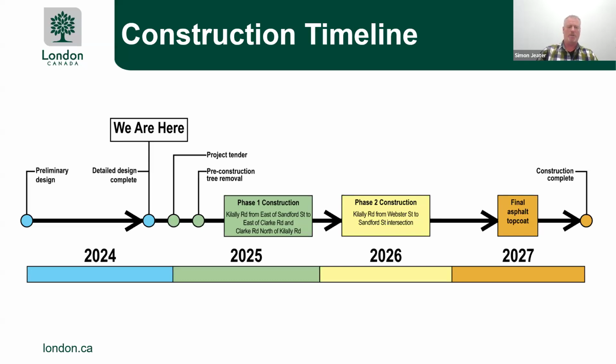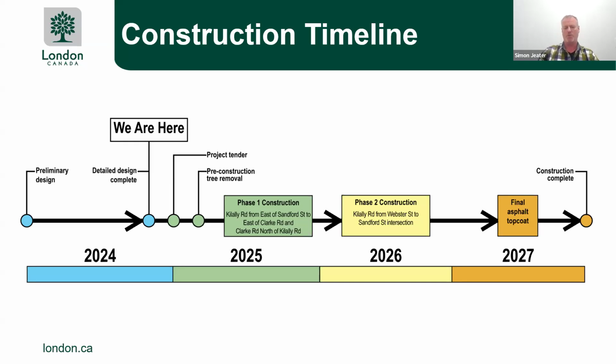Construction timeline. You can see we're currently in the detailed design stage, and we're hoping to push that tender towards the end of this year and into January. So the tender will probably be out and span through the holiday season and into January. Our first phase of construction is anticipated in early 2025. We're hoping to be breaking ground in and around April.